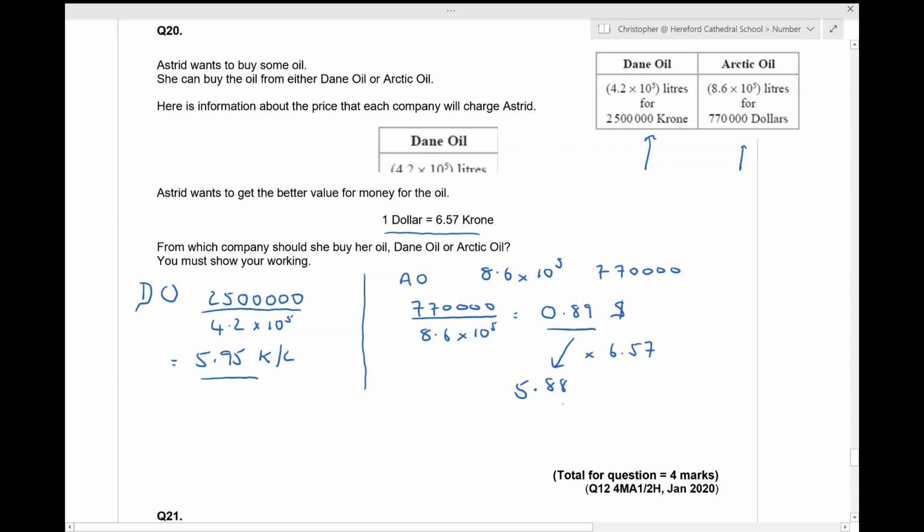So where shall I buy my oil? Well, I'm going to buy it from Arctic Oil because it's cheaper. So from which company should she buy her oil? She should buy her oil from Arctic Oil.